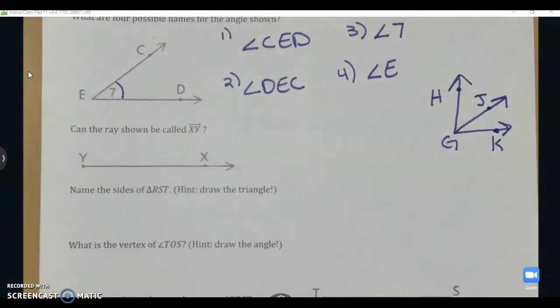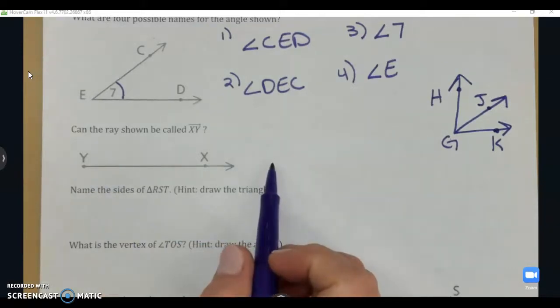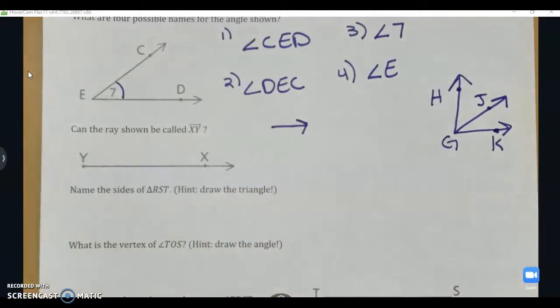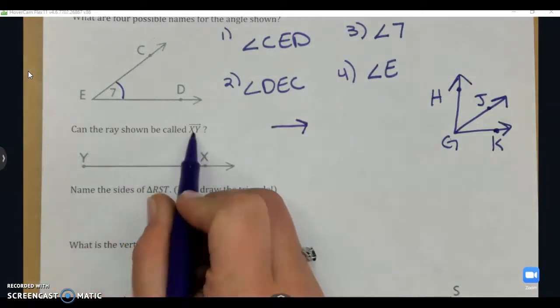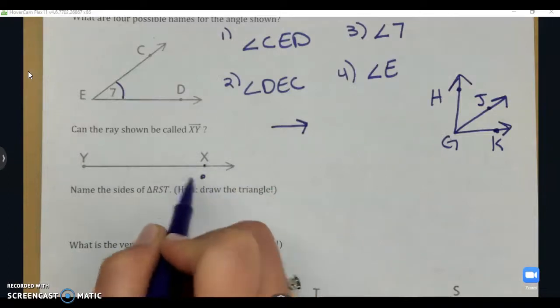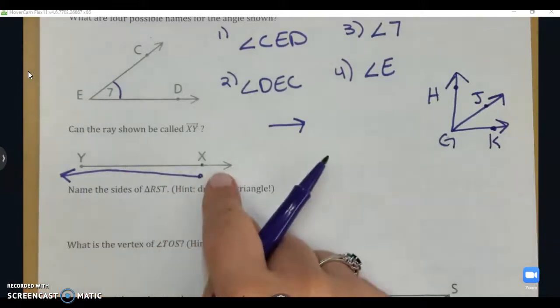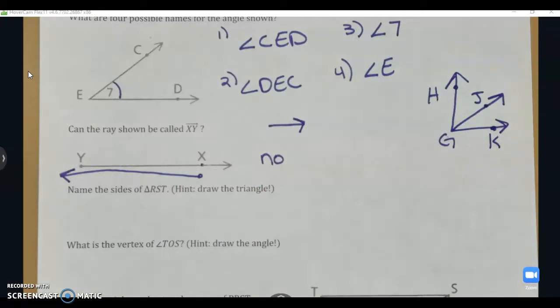Okay, let's look at the next one. Ray XY. Can this be called ray XY? Let's look at what we have in our diagram here. We start at Y and going off to infinity through X. So remember a ray, that's the line with an arrow pointing one direction. So if I were to talk about ray XY, that ray would start at X and go off to infinity through Y, meaning it's going to be pointing the opposite direction from what's drawn here. So no, you cannot name rays any other way. You have to name them first with the starting point and then with another point along the ray.